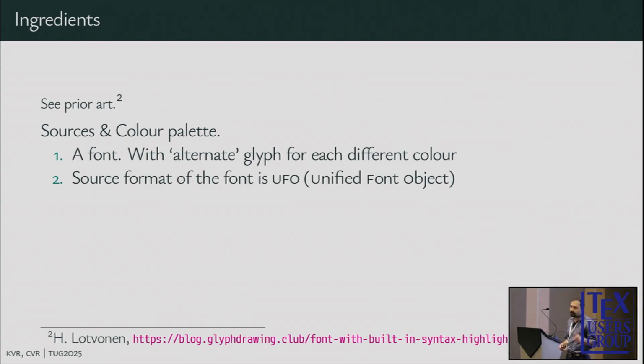What Lutvonen did, he did it all in the Glyphs app. I don't use Glyphs. I prefer to use open source tools and software. And there is a tool called FontMake, which is maintained by Google. It can do a lot of stuff. It can generate color fonts, it can generate variable fonts, and a lot of things.